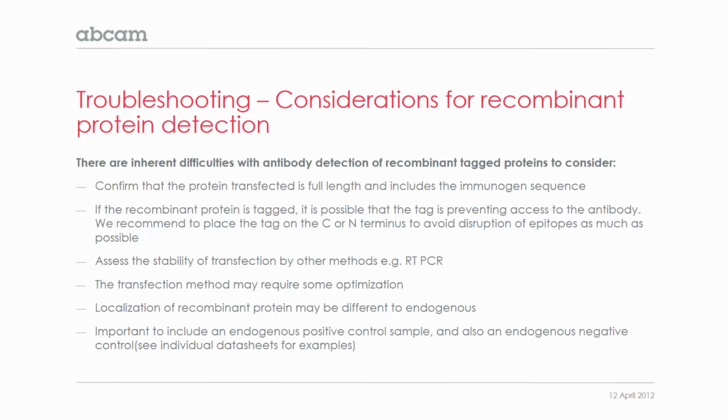Also, many recombinant proteins are tagged. Sometimes a tag can prevent the access of the antibody to the epitope. So we would recommend to place a tag on the C or N terminus just to avoid disruption of epitopes as much as possible.